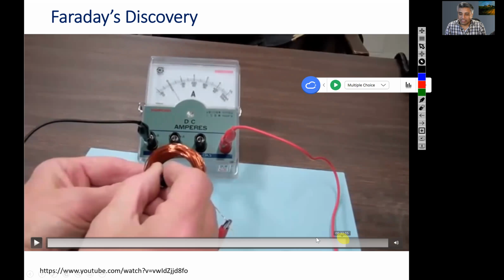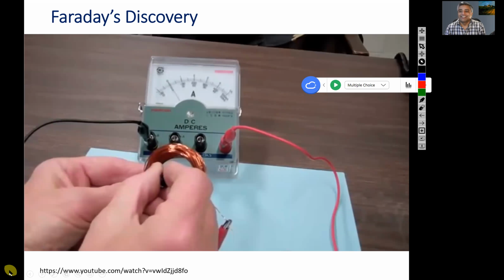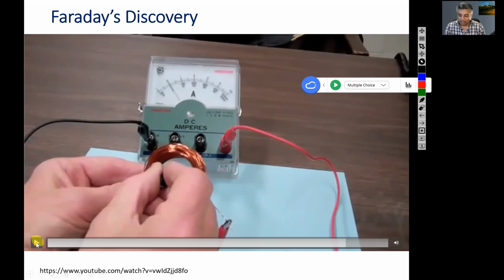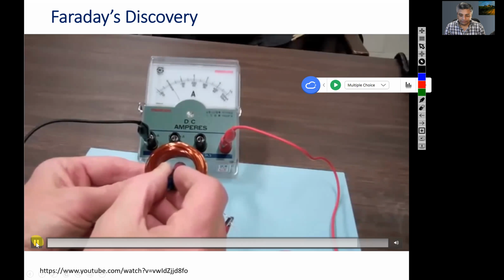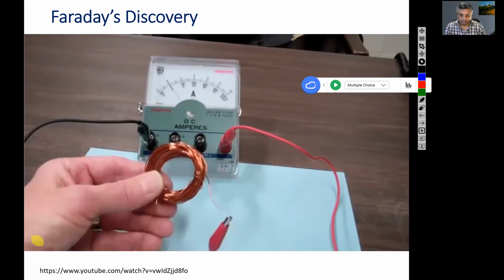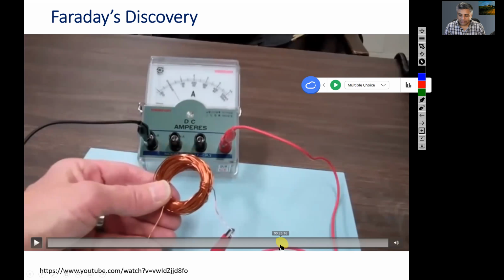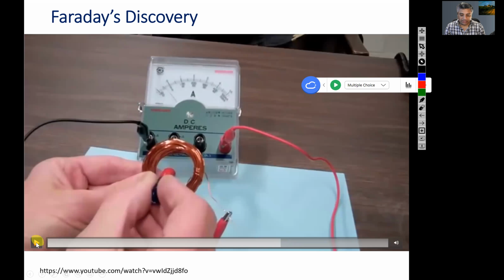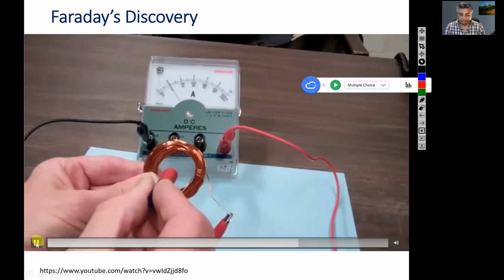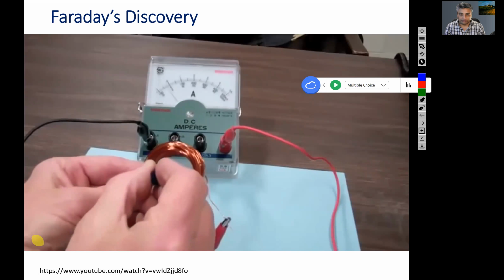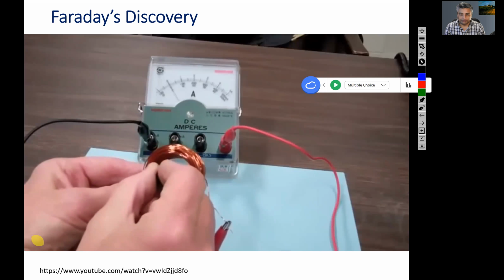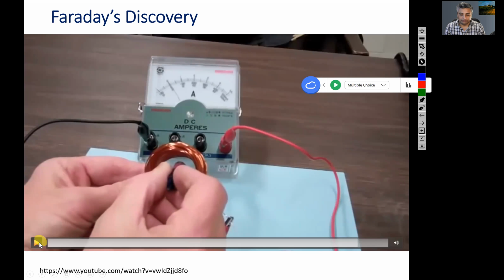So that's important. It's not just the magnet and coil, it's the relative motion. How fast it's going makes a difference, okay? So that's what we saw. Let's watch one more time. Change of the magnetic field affects the current also. So faster versus slower. Pull it out to the left. If I go in quickly, you see a much greater deflection. So the rate of change of the magnet.